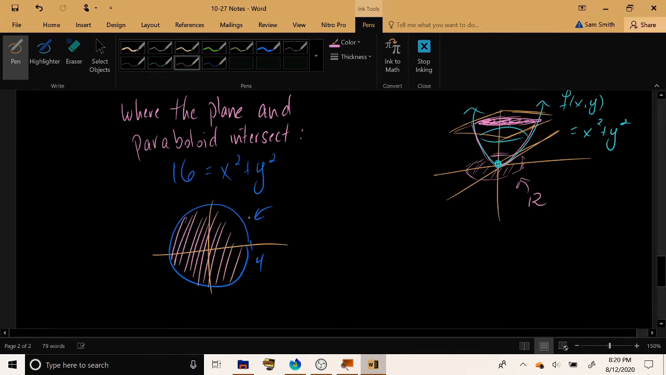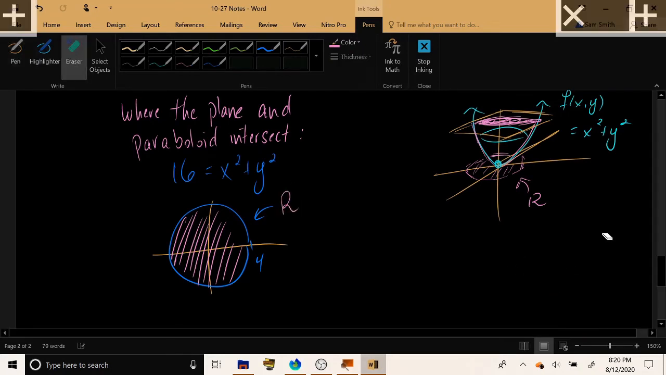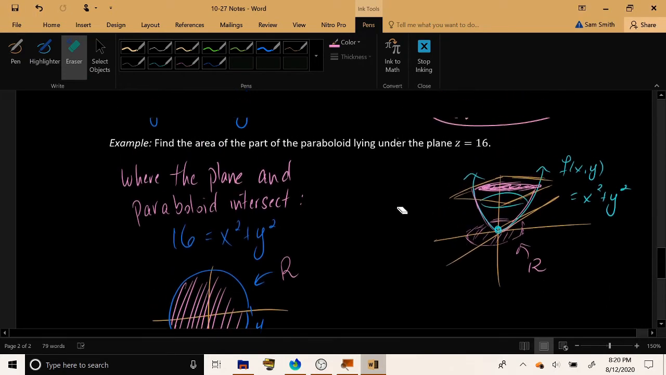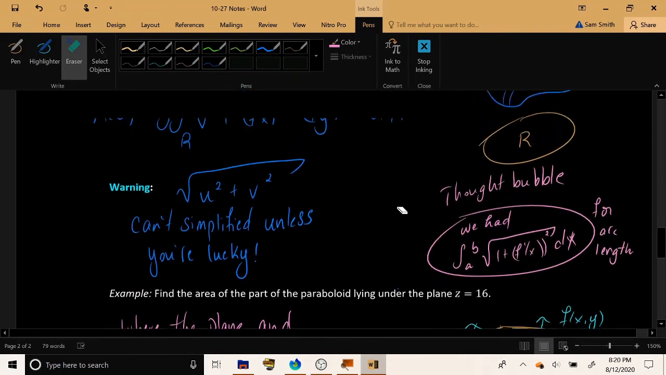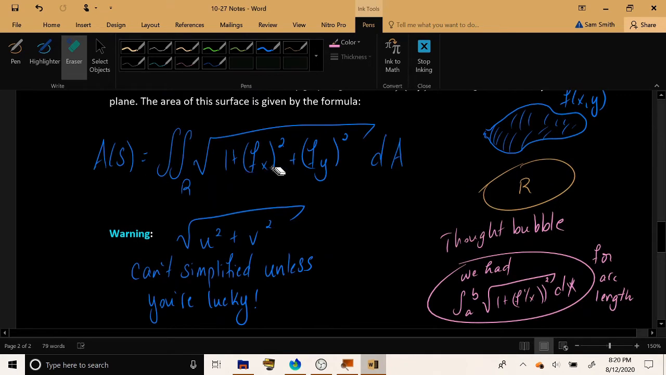Now because this R is circle shaped, I already have an inclination that we're probably going to end up calculating this double integral in polar coordinates. But I will leave that to the correct moment. I'm not going to get too far ahead of myself because we have yet to even determine what the integrand should be for our particular function.